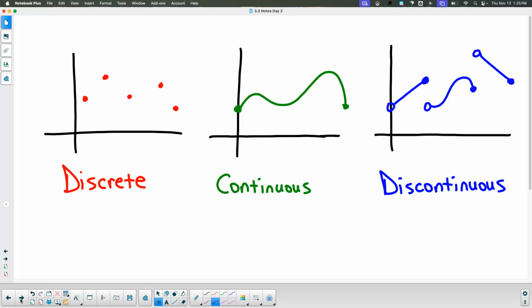A discrete function is just dots. A continuous function, you never have to lift your pencil to get to the other side. A discontinuous function, you've got to lift your pencil to get to the other side.